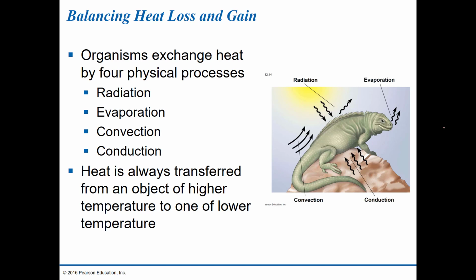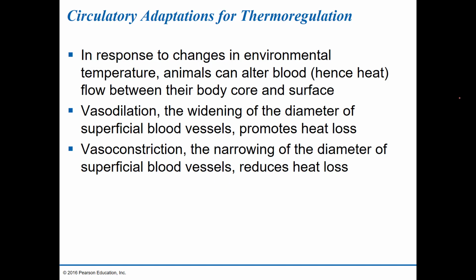So organisms can exchange heat by four physical processes, and I would understand these. It's either radiation, where basically heat is coming in and bouncing off, right? If it's too hot, it bounces off. Evaporation, which would be releasing water to evaporate off, like when we sweat. Convection, like using airflow, that kind of thing. Conduction. Heat is always transferred from an object of higher temperature to one of lower temperature.